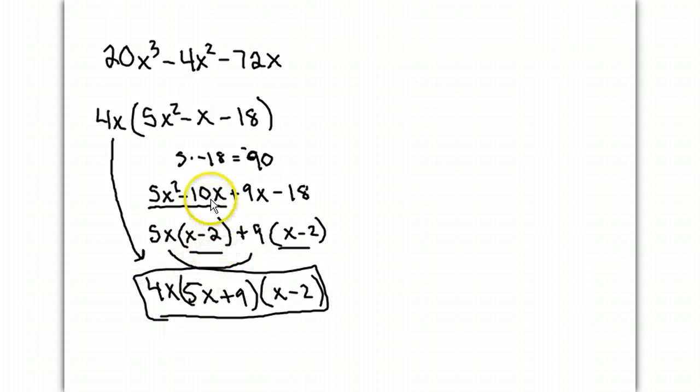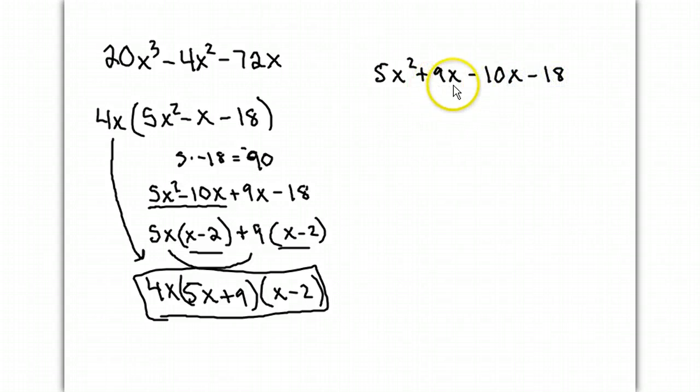Let's say, for example, when you get your negative 10x and your positive 9x, you don't write it in the way that we wrote it. So you write it as 5x squared plus 9x minus 10x minus 18. So instead of writing minus 10x plus 9x, you write a plus 9 minus 10. This way it should still come out the same.